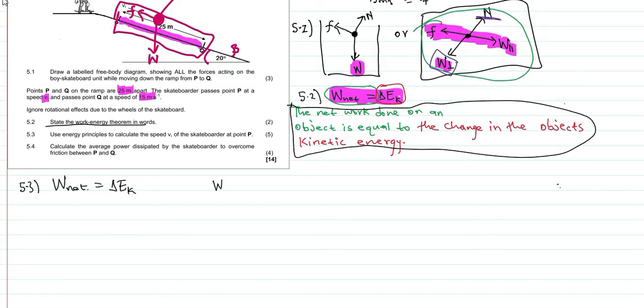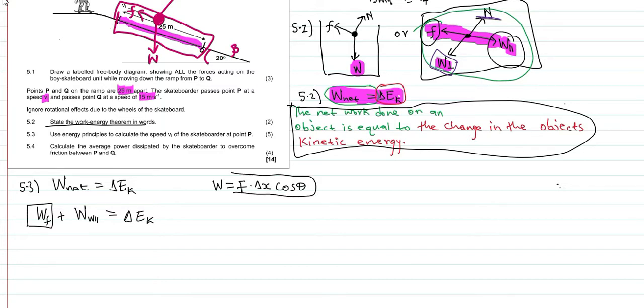We know that the work done on an object is given by the following formula. So we are going to have the work done by frictional force plus the work done by the parallel weight is equal to the change in kinetic energy. Now, for this part here, we are going to substitute this formula. Okay, so we have the frictional force, which is our F. Now, the displacement cos theta.